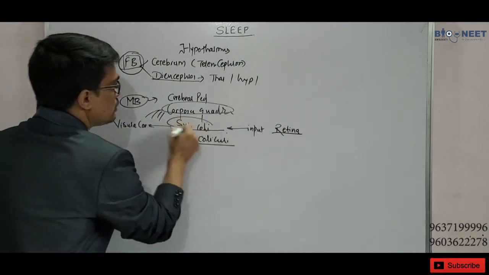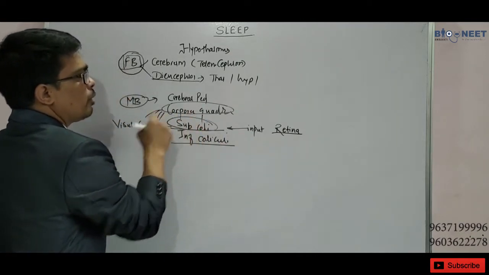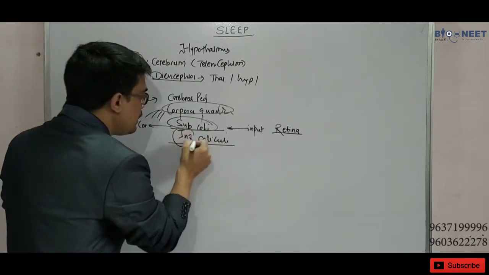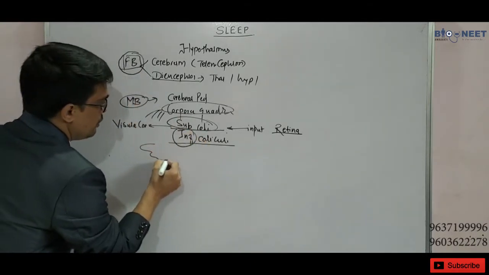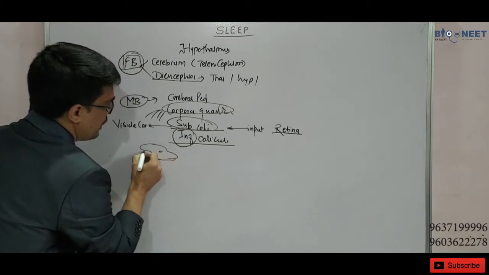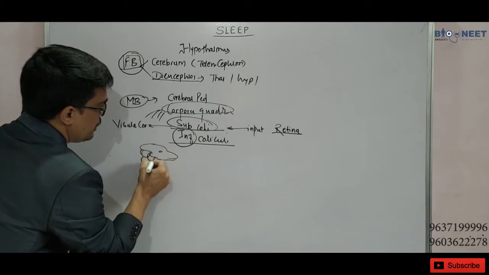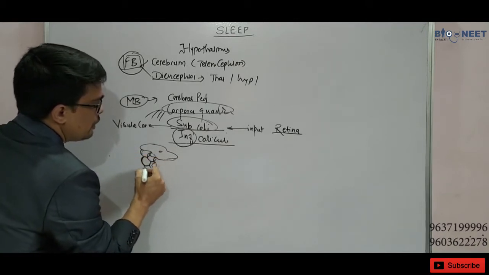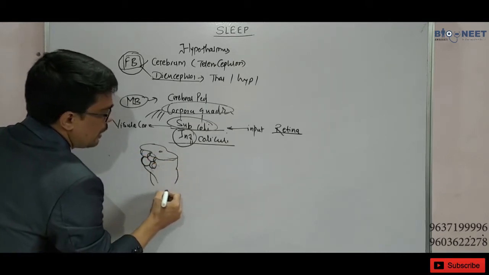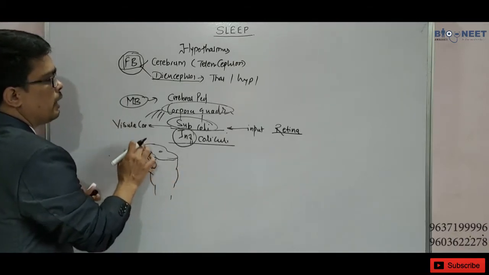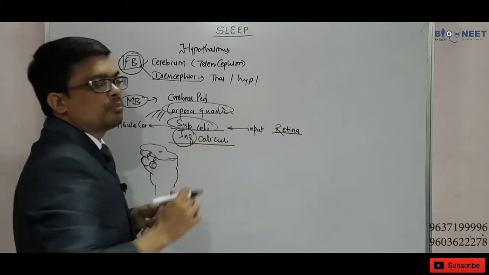So for vision, the superior colliculi of the corpora quadrigemina, that is the tectum or rear part. If you see, this is the midbrain, this is the cerebral aqueduct, this is a pair of superior colliculi, and these are the pair of inferior colliculi. Midbrain, then pons, then medulla. So on the tectal part, they receive the input from the retina.